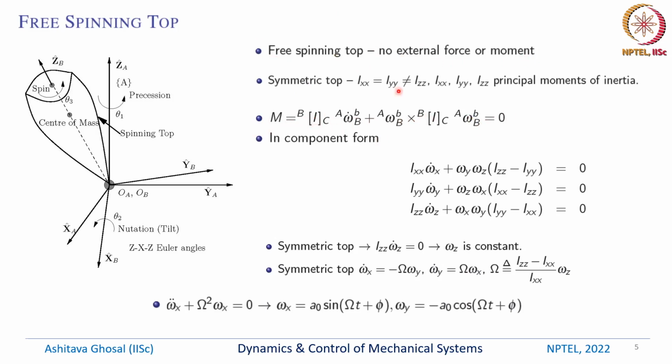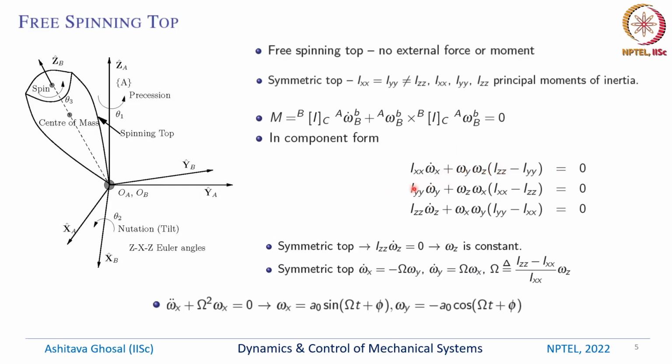So if you now expand this, what is this? This is Ixx, Iyy, Izz. What is A omega B? It has components of omega x, omega y, omega z. So if you expand all this, you will get Ixx into omega x dot, because this is the derivative of the angular velocity, plus omega y into omega z into Izz minus Iyy equal to 0. So that is one equation.